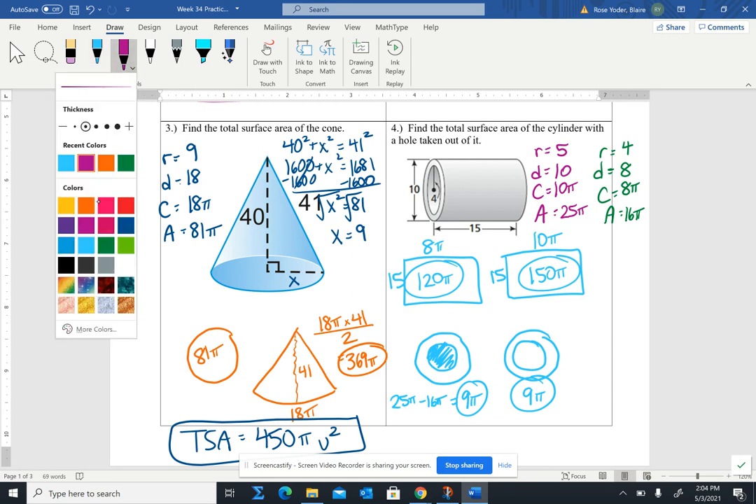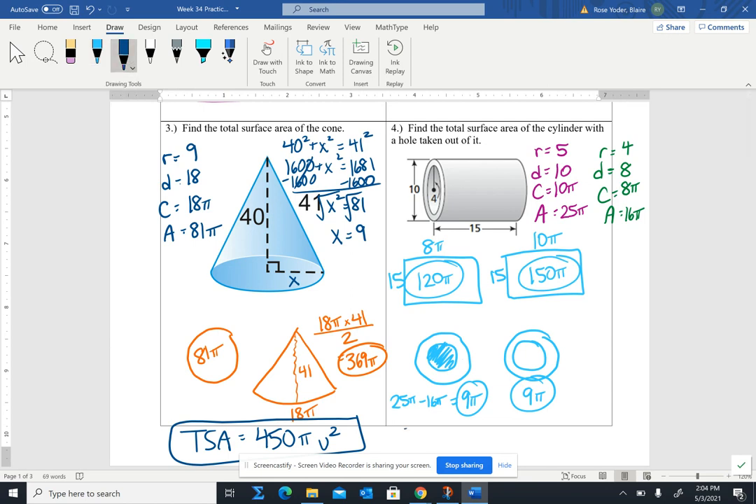So when we go to find the total surface area, we need to add up all those faces. We have the top and the bottom, those ring looking shapes. So 9 pi plus 9 pi. And then we have that outer rectangle, which is 150 pi, plus the inner rectangle, which is 120 pi. So let's see what that is all together. 120 plus 150 plus 9 plus 9 is 288. So the total surface area is 288 pi units squared.